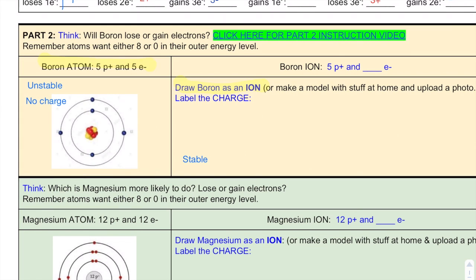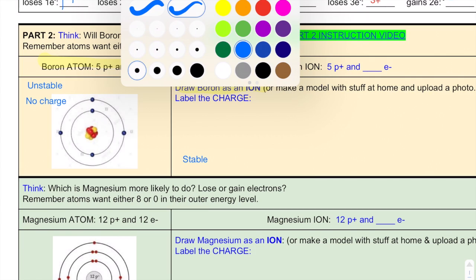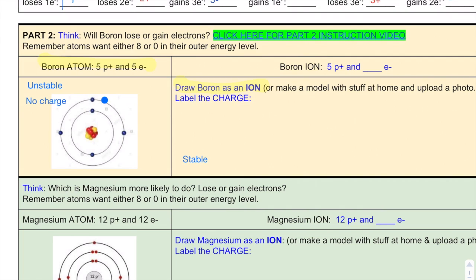Another way it could become stable is if it gained 5. But gaining 5 is a lot more work than losing just 3. So remember from our lesson, they're going to do what's easier for them. So losing 3 is less than gaining 5.